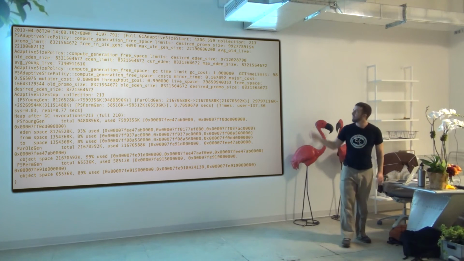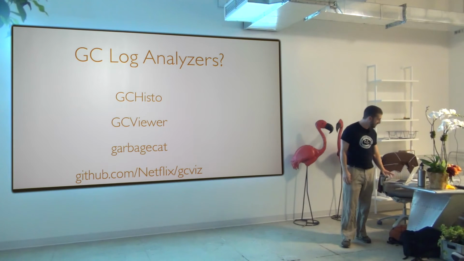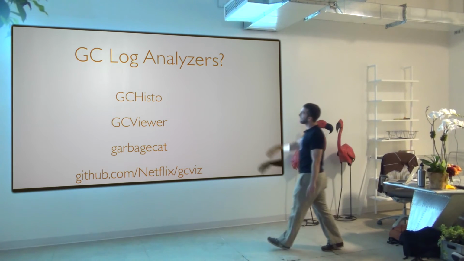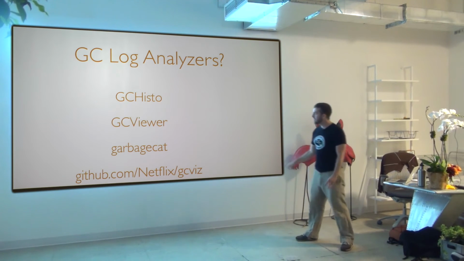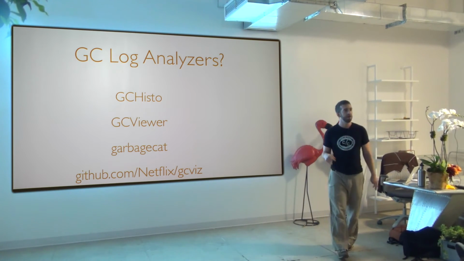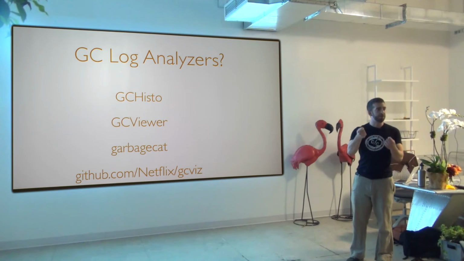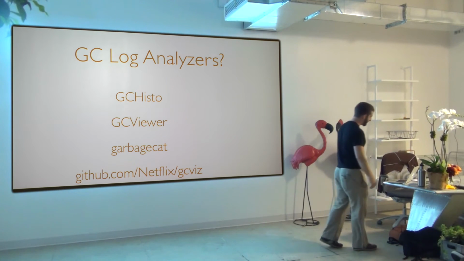You can look at these things by hand and analyze them, and you get to know what's happening. But there are also some log analyzers that can take these things and make some sense of them. These are the historical log analyzers that have been out there. Netflix set the standard this year with something called GCViz. It came out recently, which actually gives you really nice visualizations of these GC log files. So that's worth looking at.